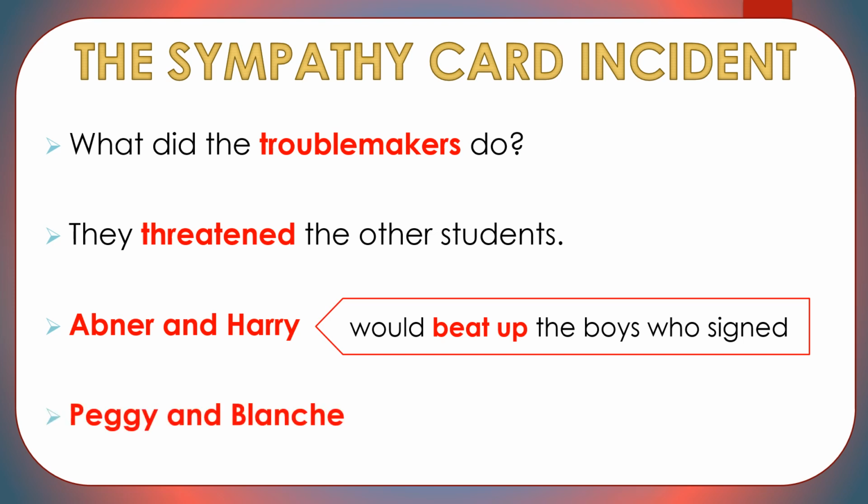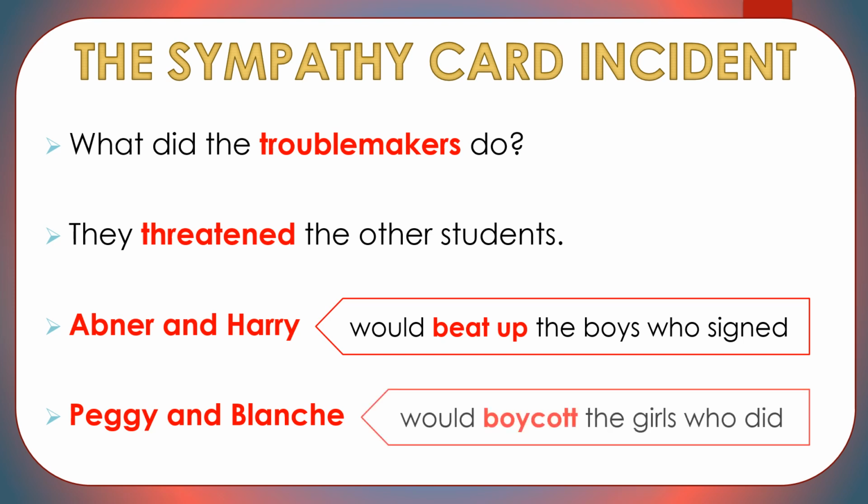So Peggy and Blanche pula sama macam my students. How do they threaten the other students? Remember, girls don't like violence. They don't do things violently, physically. They do things psychologically. So these popular queens would boycott the girls who signed. Imagine you are a girl and the other girls boycott you. That would leave psychological scars. Right? So the other girls were afraid of this boycott. So that's why they did not sign the card.